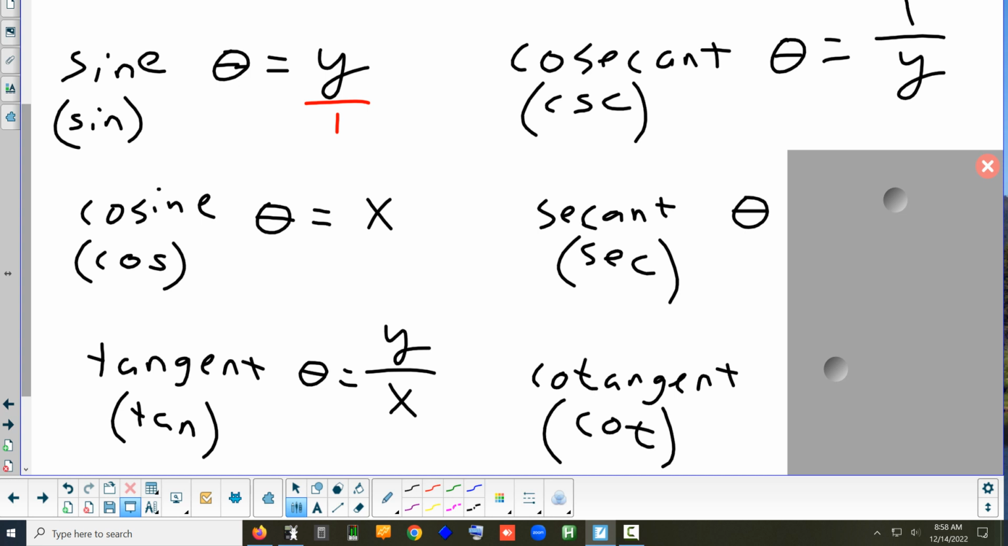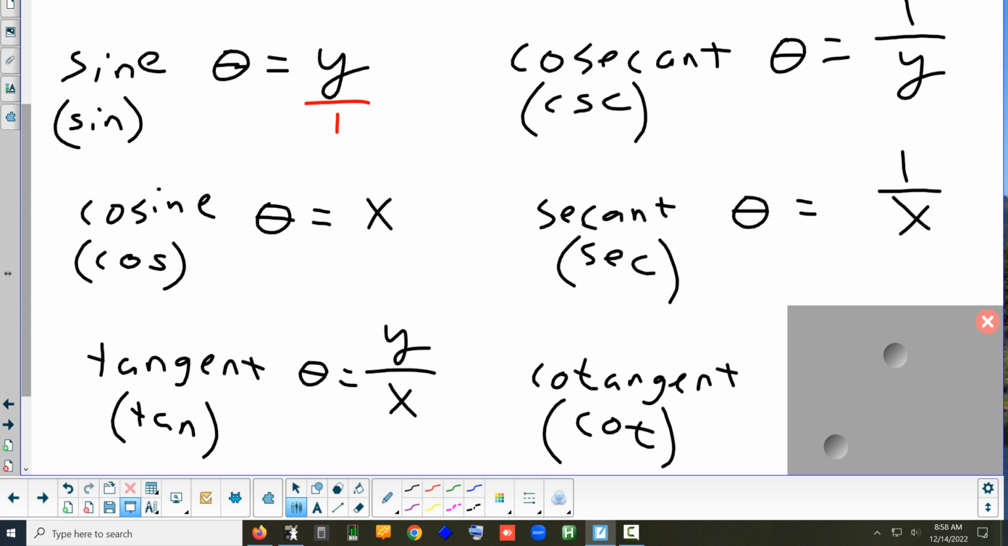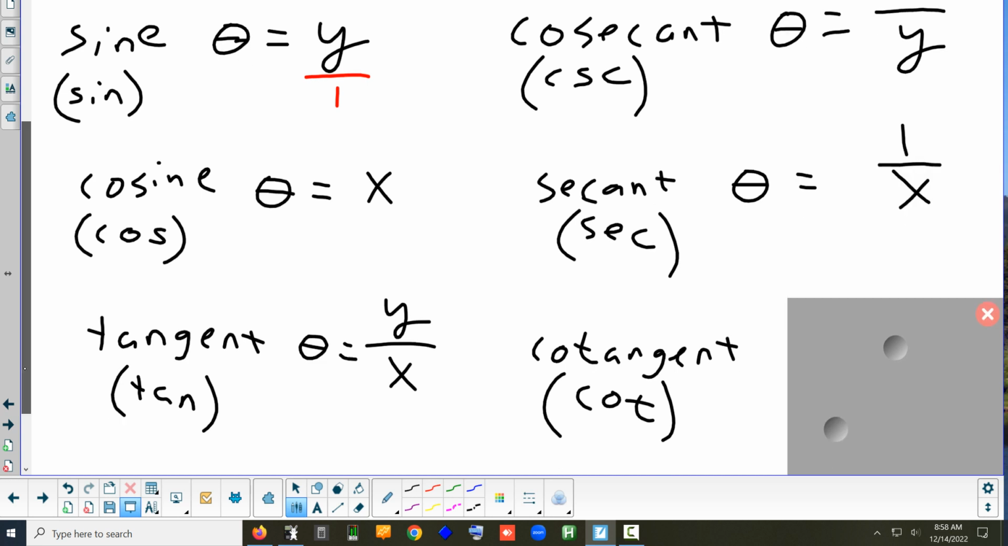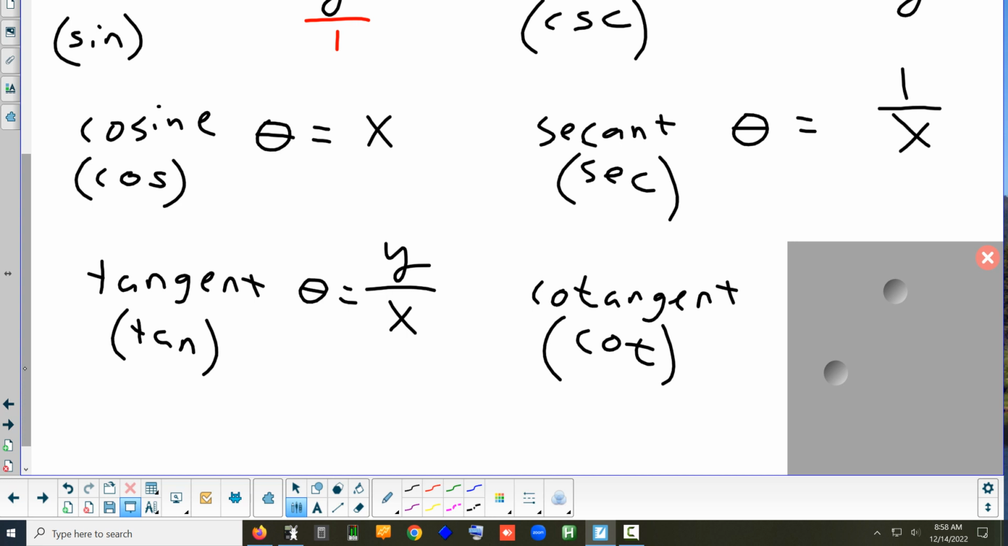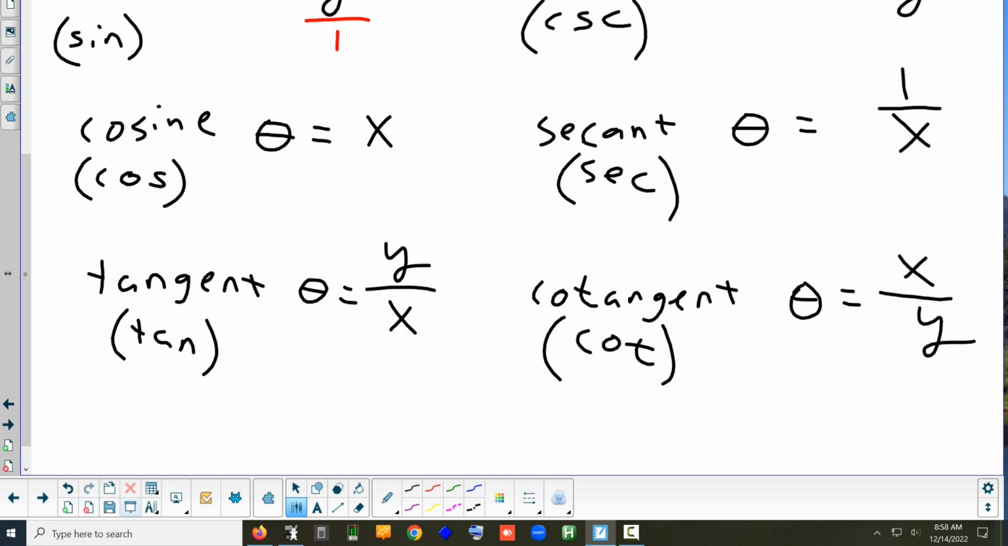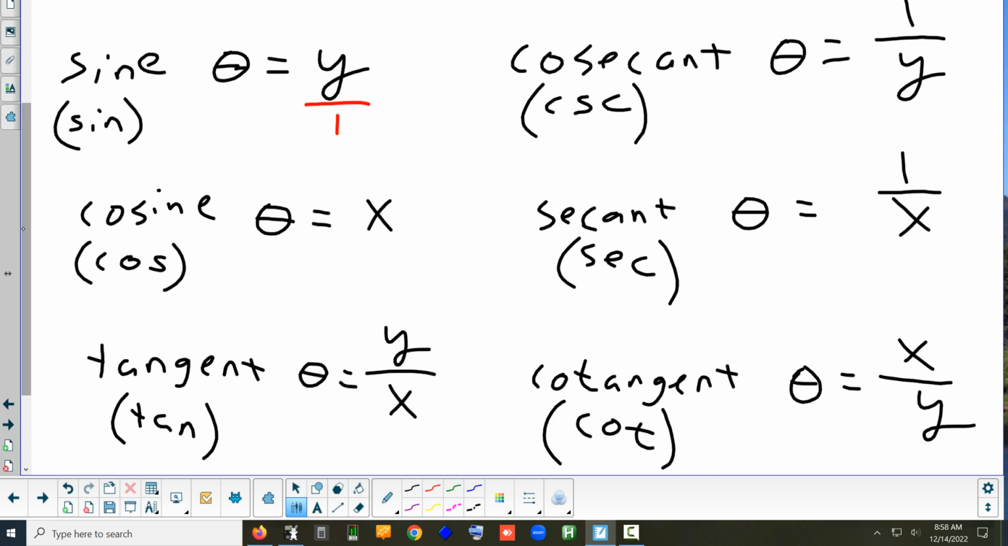Same idea for secant. To get the secant, you flip the cosine. So what do you think the secant is? 1 over x. And to get the cotangent, you flip the tangent. So what do you think cotangent is? X over y. So these are the 6 trig functions defined using a coordinate on a circle.